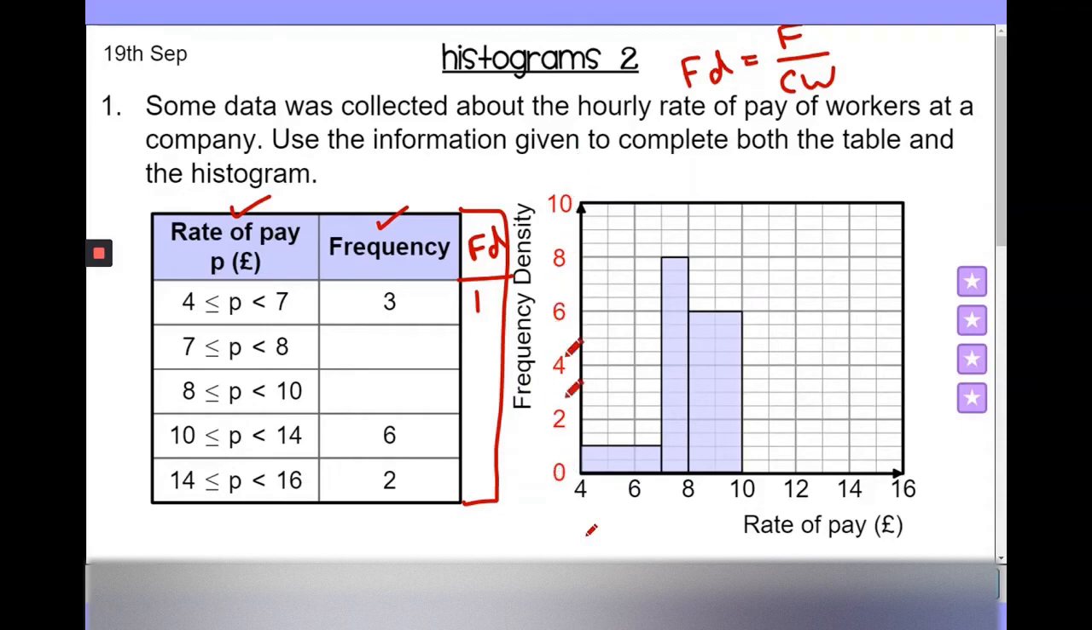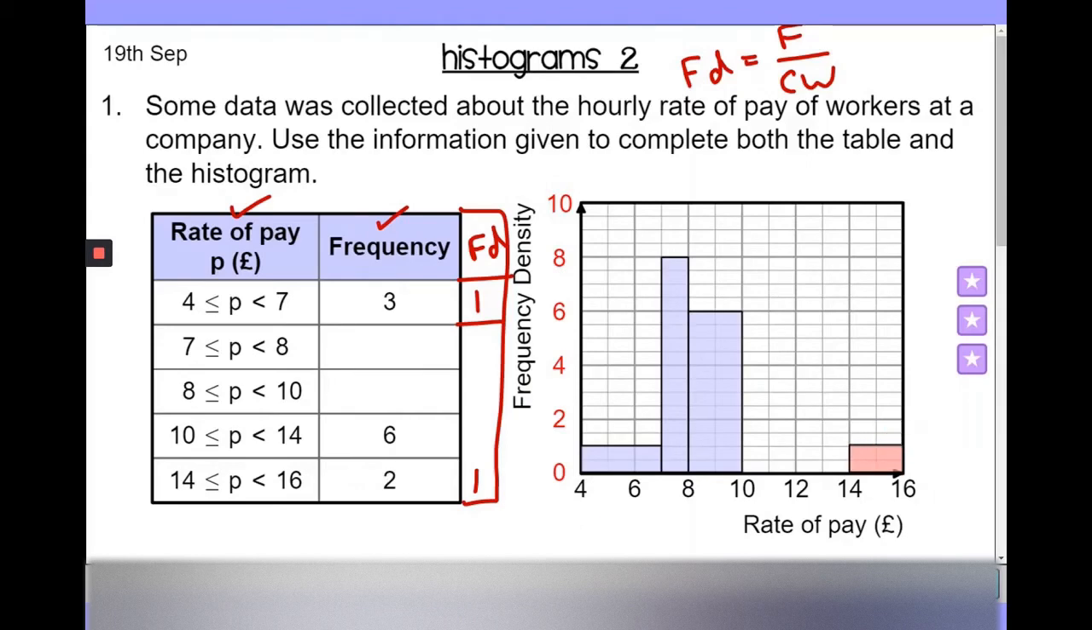Now you have your scale, you can actually answer the whole of the rest of this. So you can pause the video and have a go, or you can let me do this bit for you. I'm going to jump to the end here, and then I'll go back to the middle, because the end part is actually easier. So I have frequency 2, class width 2, divide them by each other, I get 1. So that means 14 to 16 is going to be 1.